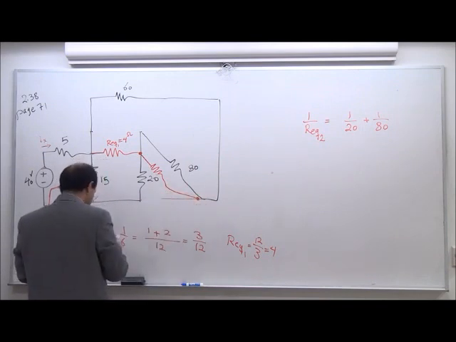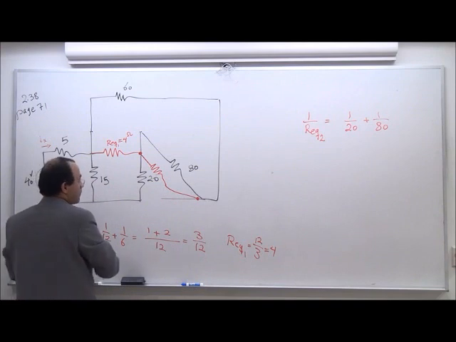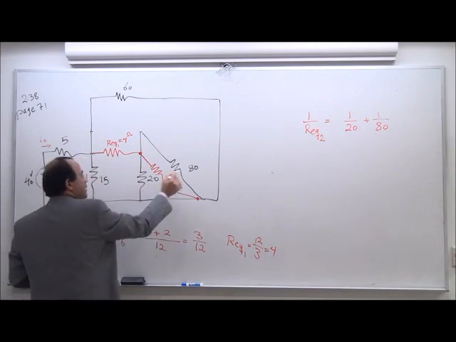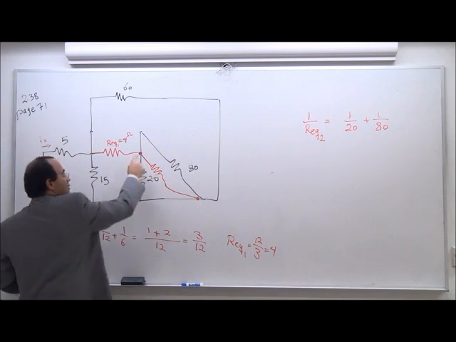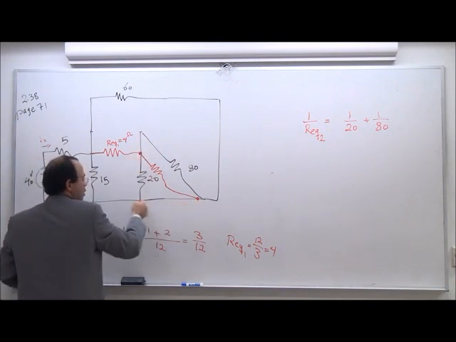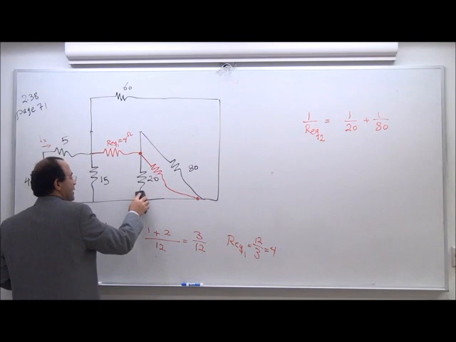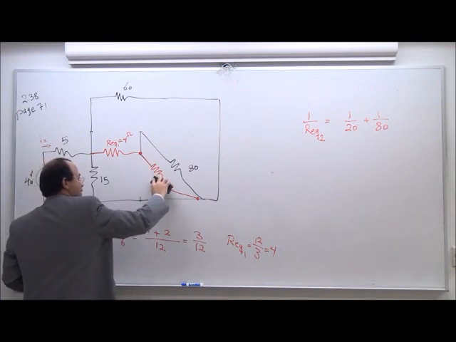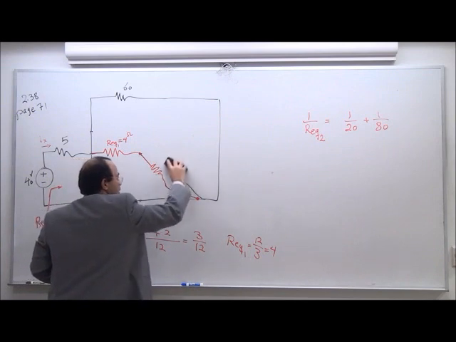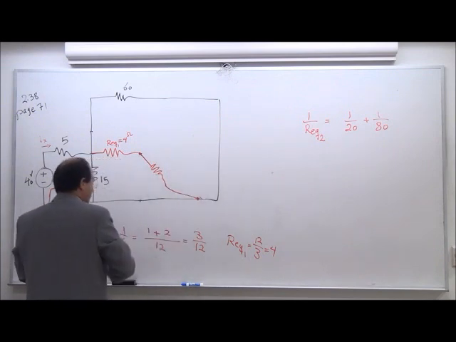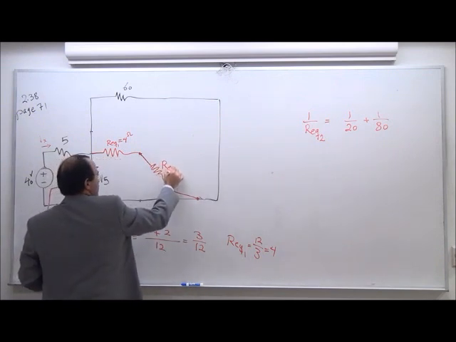Okay. I'm replacing 20 and 80 with the red resistance. Same node, same node, so I don't feel guilty. It's not a mistake. That's the way to do it. Okay, let's remove that. This one is R equivalent 2.